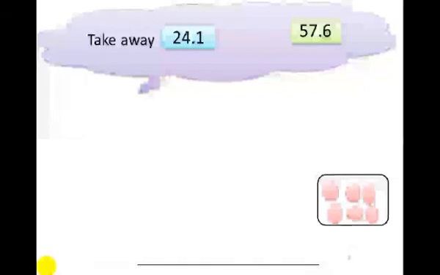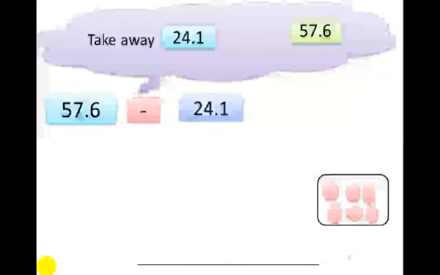Now, the next thing we do is to write out the question: 57.6. Remember, the word take away means minus 24.1. This is the question: 57.6 minus 24.1.